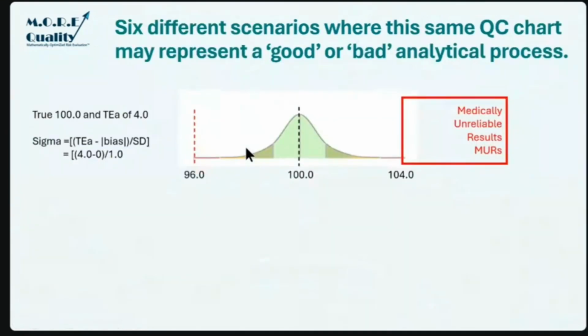So let's look at 6 different scenarios where the same QC chart might represent a good or a bad method. This is that QC chart we were looking at where the measured mean is 100 and the measured SD is 1. In this first scenario, the true value is 100 and the allowable error limit is 4. The sigma is the allowable error limit minus the bias, 4 minus 0, divided by the SD. So the sigma value is 4.